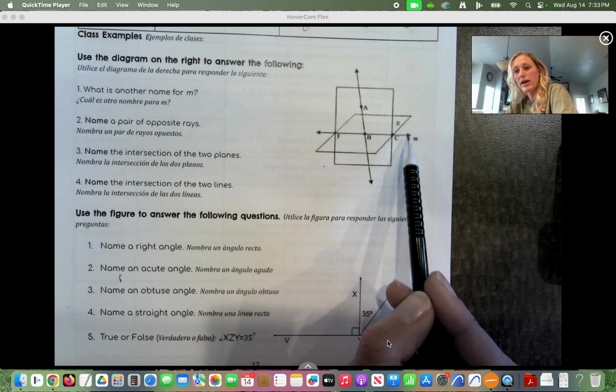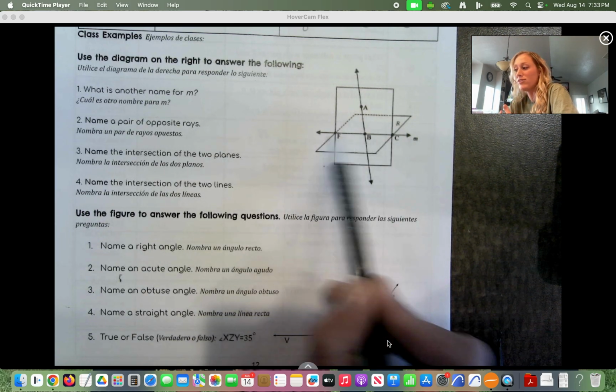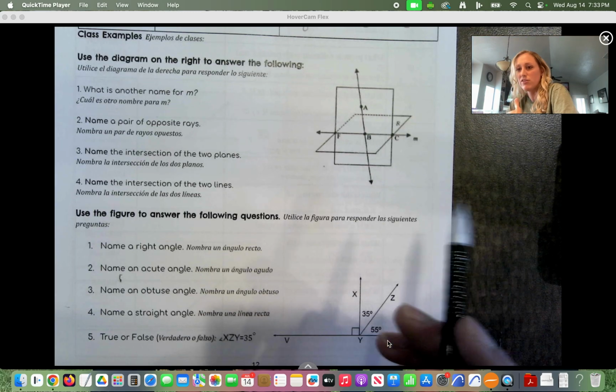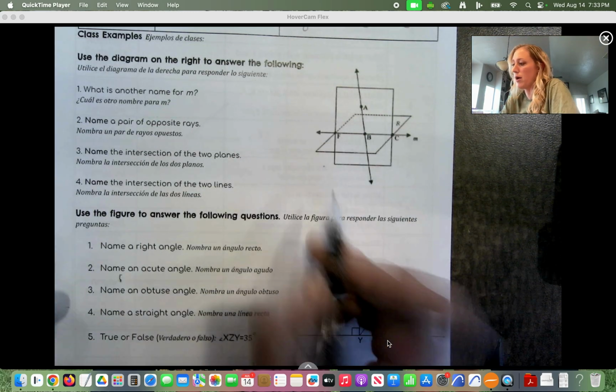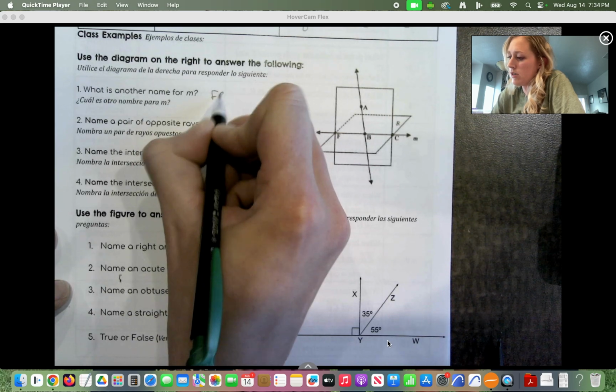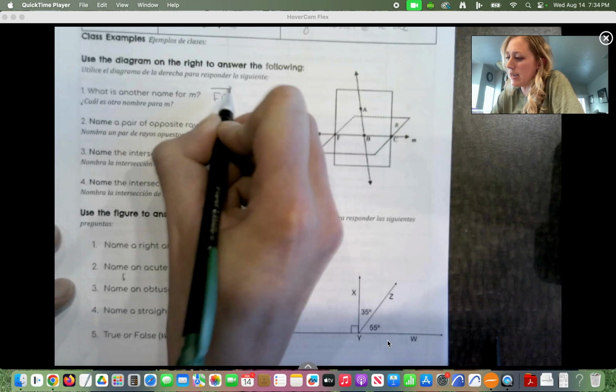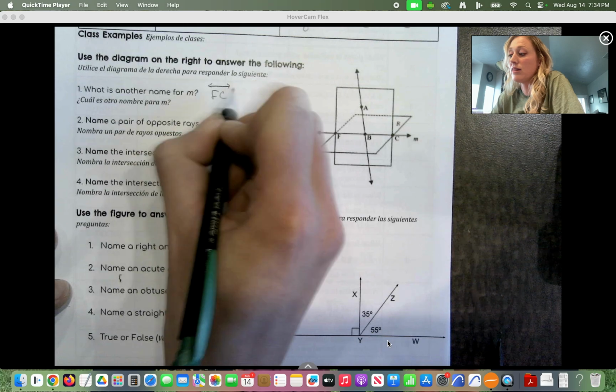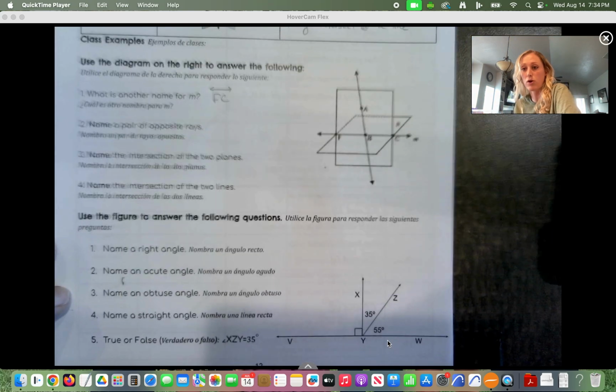Instead, remember, another way I can name a line is by picking 2 points on the line with a line symbol over the top. So I can pick any two. So I'm going to do F and C. And then I need to make sure I put the line symbol over the top so that I know it's a line and not a segment or a ray.